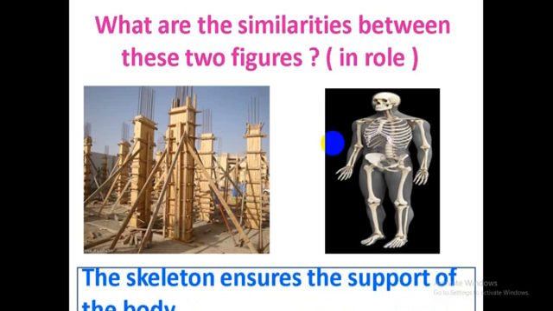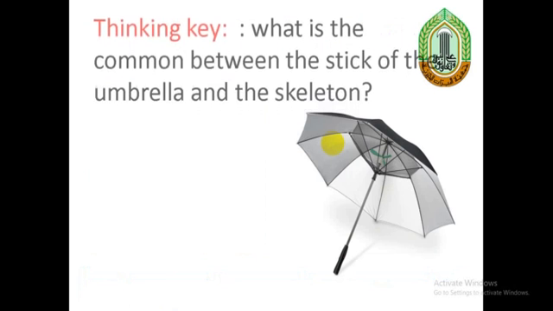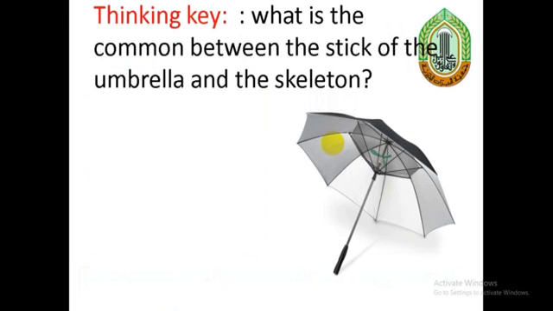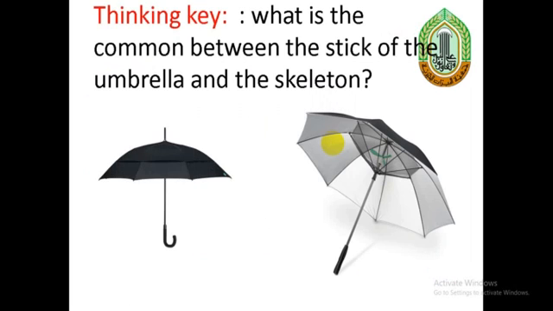I'll give you now another example. I want you to put on your thinking hat, because now we are going to think, what is the common thing between the stick of the umbrella and the skeleton? With respect to the body, I mean. This is the stick of the umbrella. Observe right here, and observe also these small wires inside the umbrella.